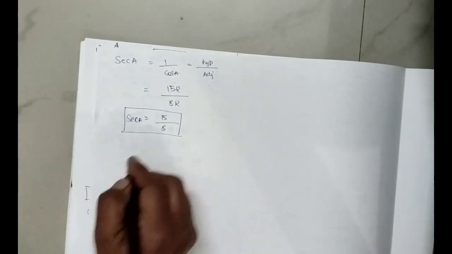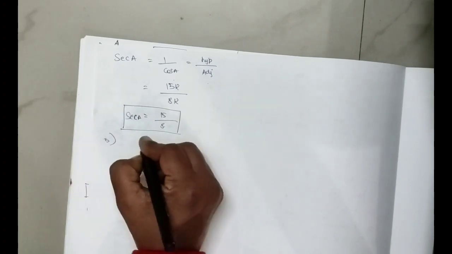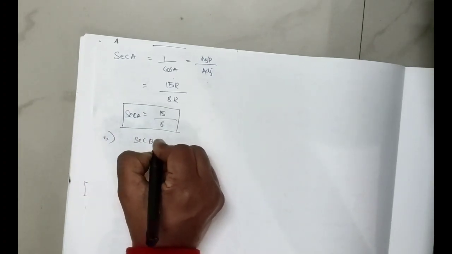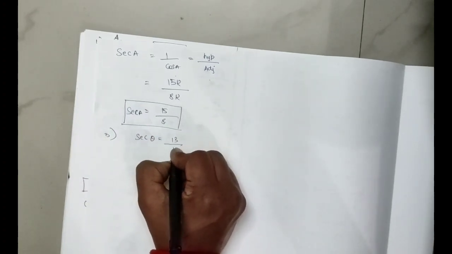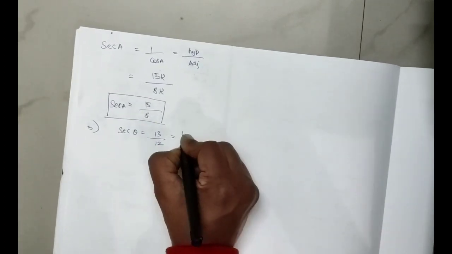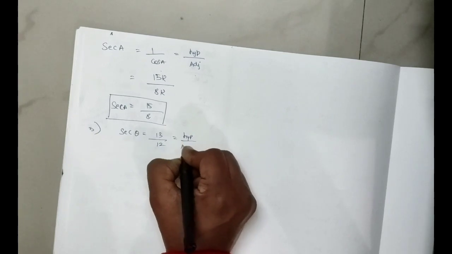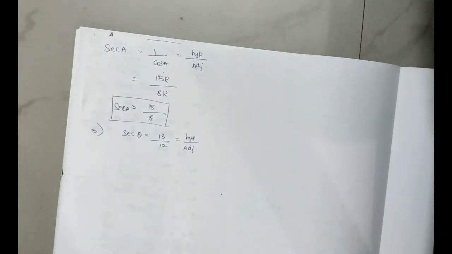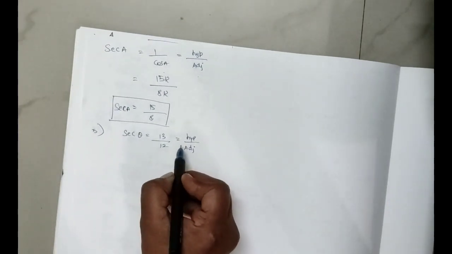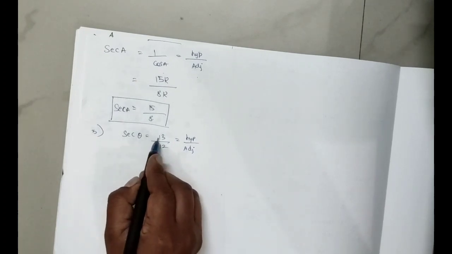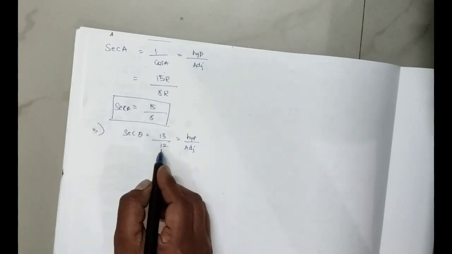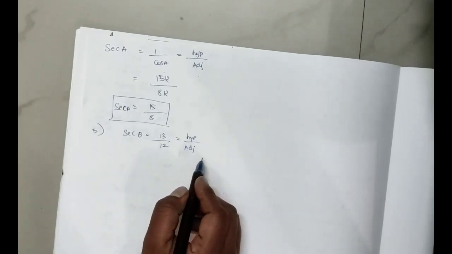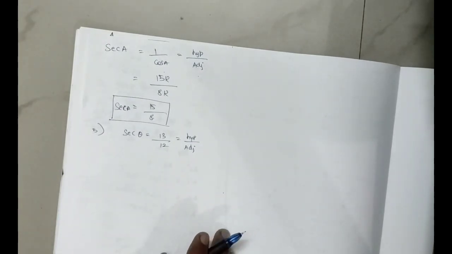We'll go to the next one, fifth question. What is given is secant theta is going to be 13 by 12. What is secant theta? Secant theta is nothing but 1 by cos. So this is hypotenuse divided by adjacent. So by seeing the question itself, we should know whether it is hypotenuse, adjacent or opposite. We are asked to calculate all the other trigonometric ratios.